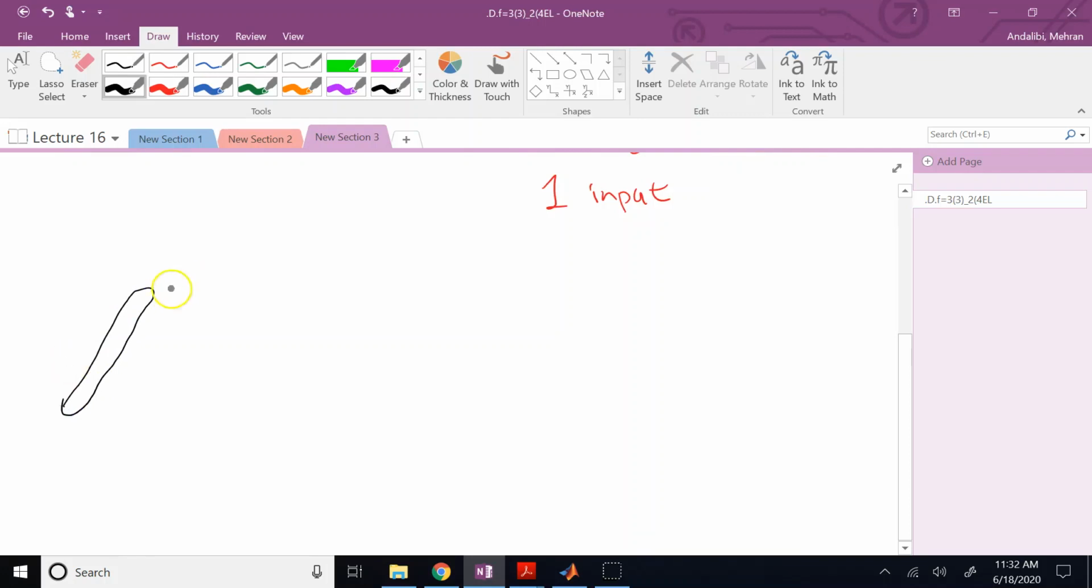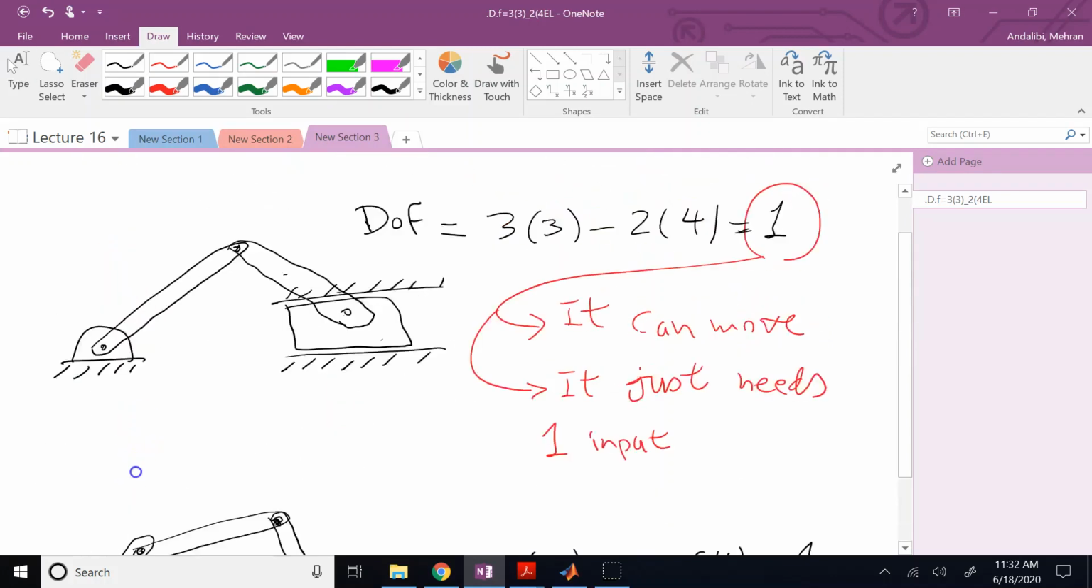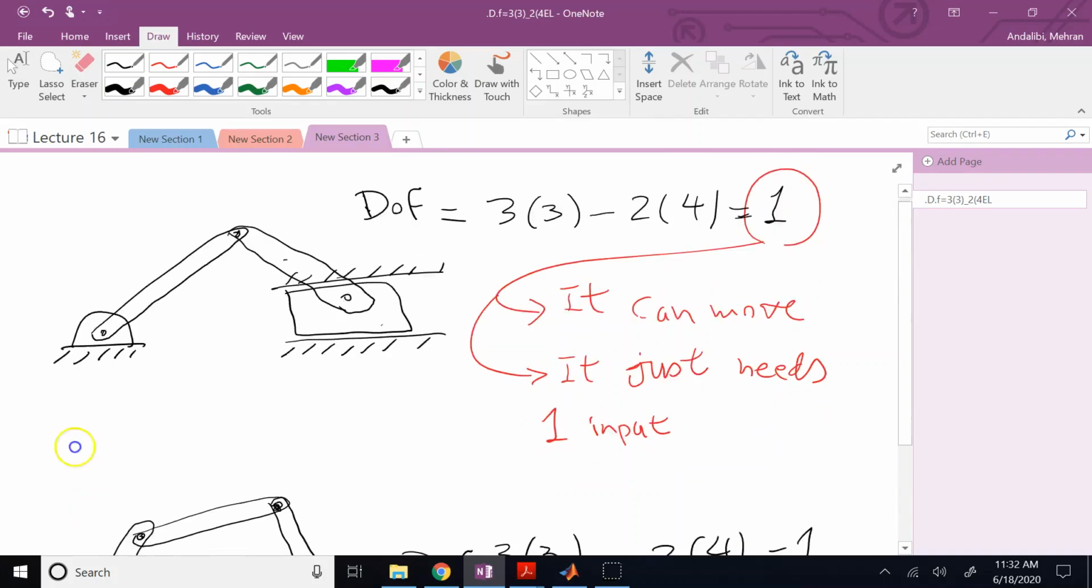The other example is the four bar linkage, right? That was one of the other examples that we solved. You had this thing. And here again, if you calculate the degrees of freedom, you have 3 members, so it's 3 times 3, then minus what? 4 pins. So again you're going to get 1. So this is also a simple mechanism. It's called a four bar linkage. The top one is called the slider crank mechanism, and they can move, right?